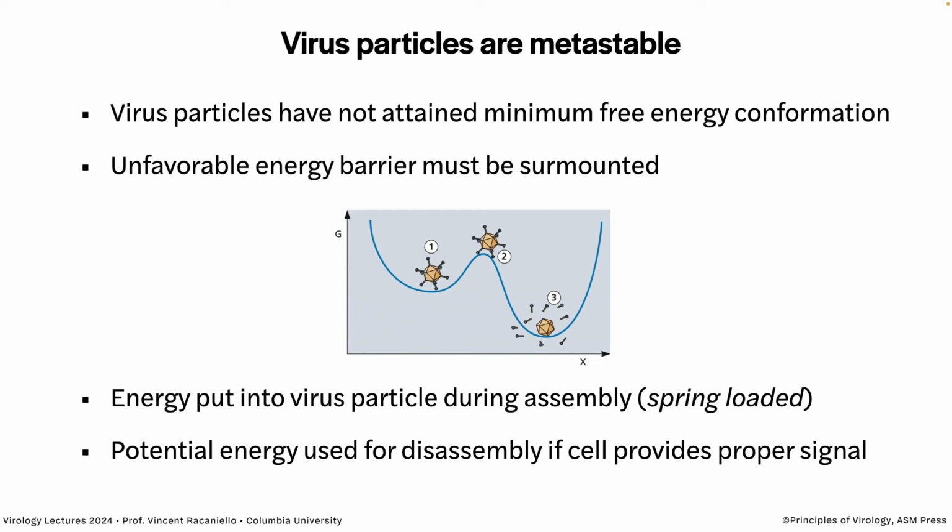So this may seem a little obscure to you, but in reality, all it means is that virus particles are very stable. To become unstable so that they will release the genome, they have to travel over a high energy barrier, and that barrier can be overcome by signals that the cell provides for the virus particle. And when we talk about uncoating next time, we'll see how that works.